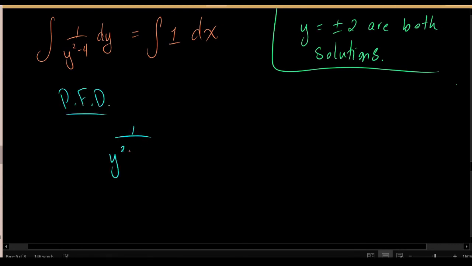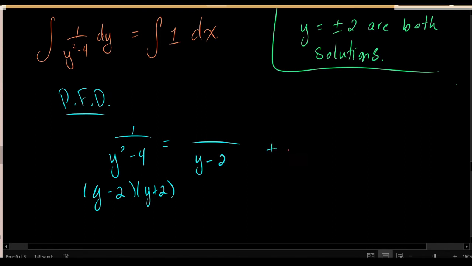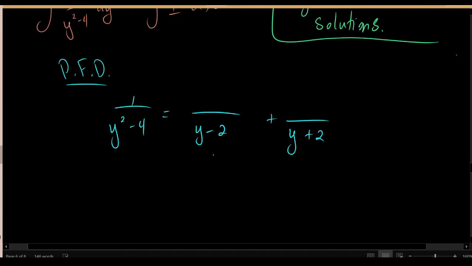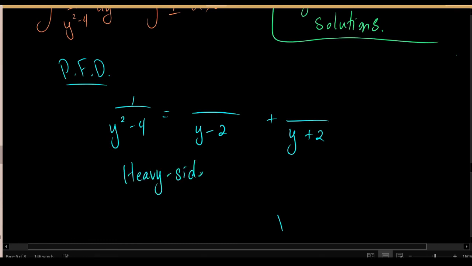So 1 over y squared minus 4 could be split apart as the sum of two fractions. If I factor the denominator, I get y minus 2, y plus 2. And so I can split this up as the sum of a number divided by y minus 2 plus a number divided by y plus 2. I'm going to fill in the blanks using the Heaviside cover-up method. I will put a link in the description if you are not familiar with this method.